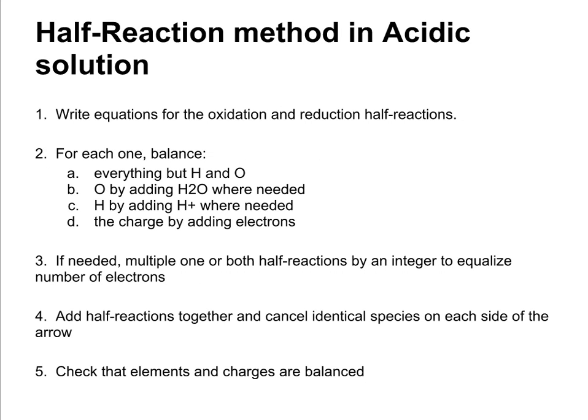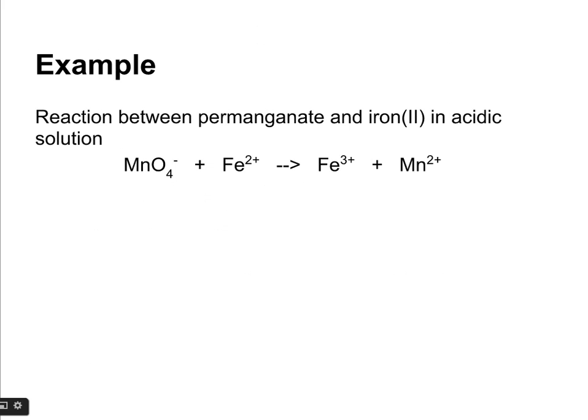Pause the video and copy down these steps. This is how we use the half reaction method for a reaction that takes place in acidic solution. Okay, let's look at this example, the reaction between the permanganate and iron 3 ions in acidic solution. The first step was we have to write separate equations for the oxidation and reduction half reactions.